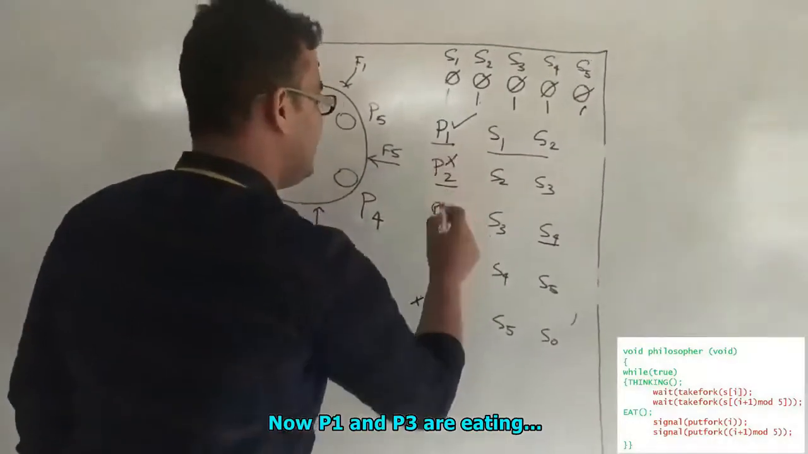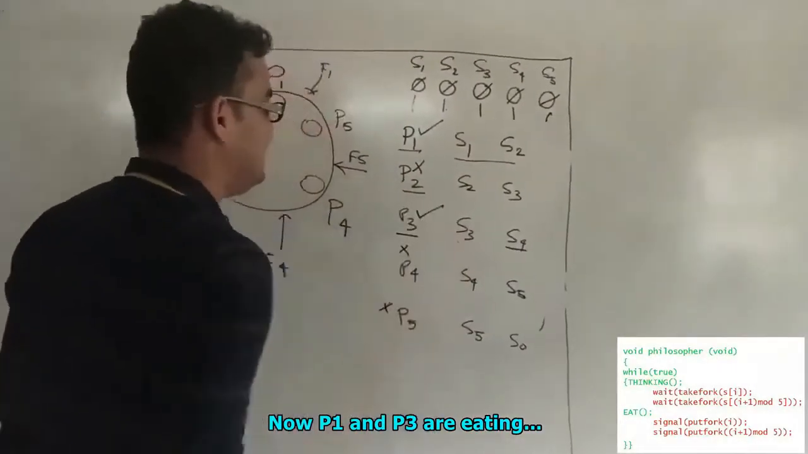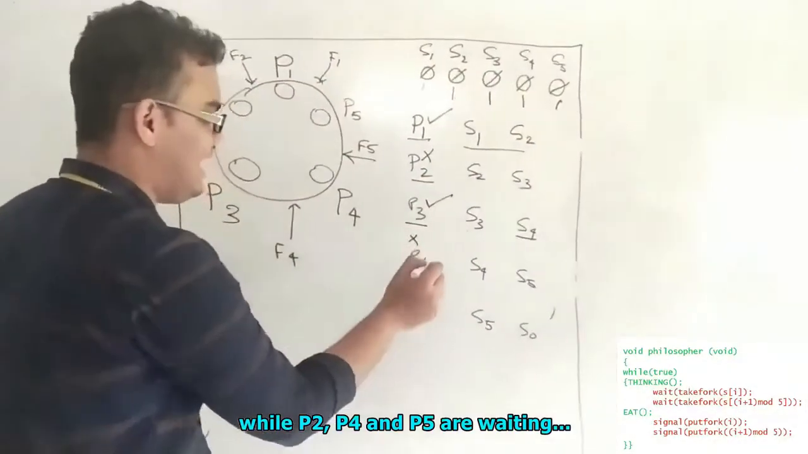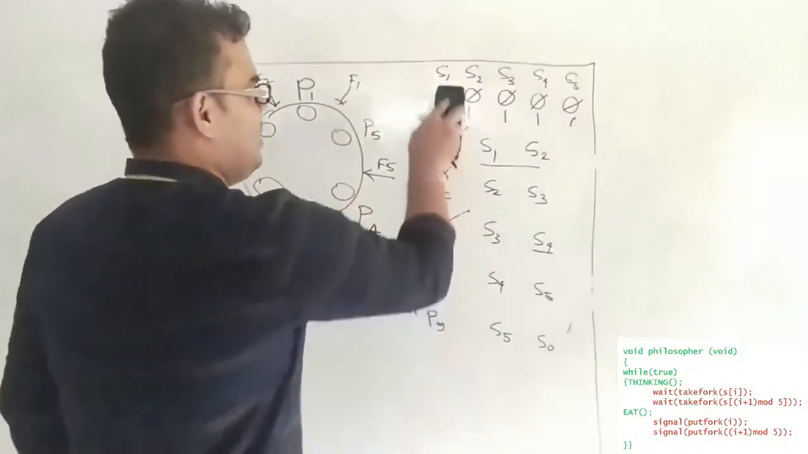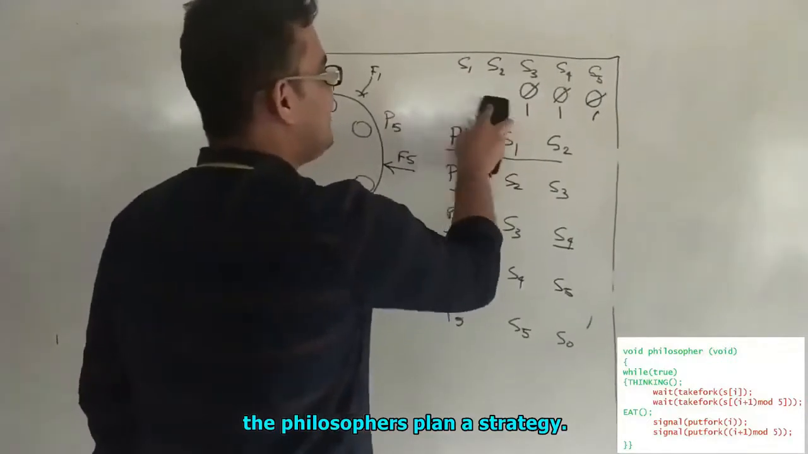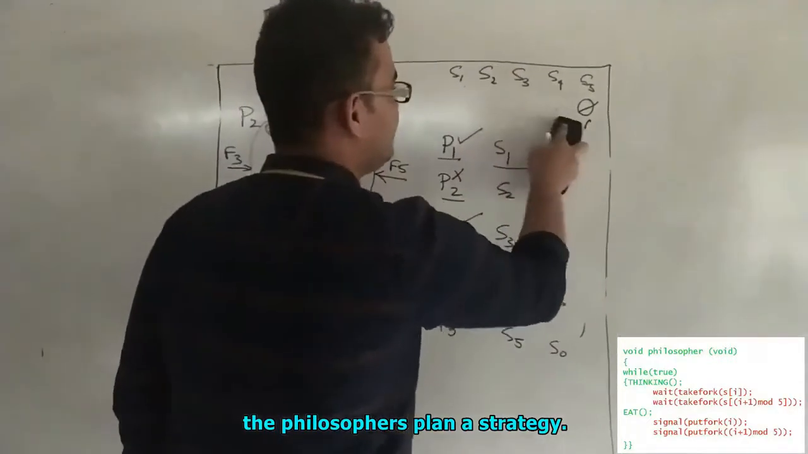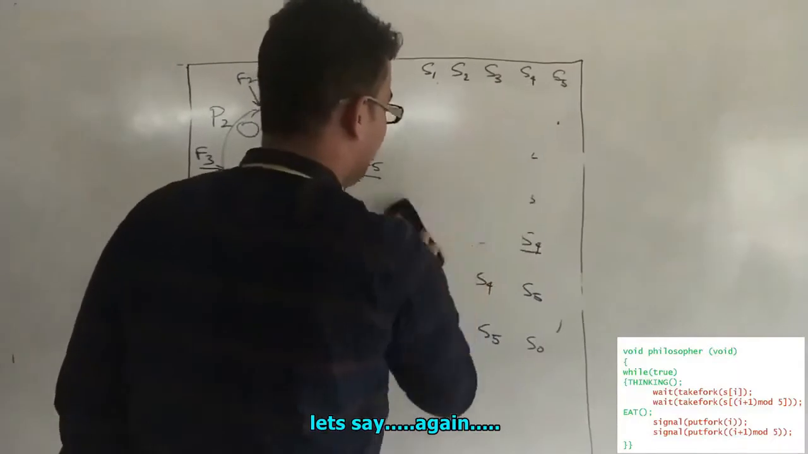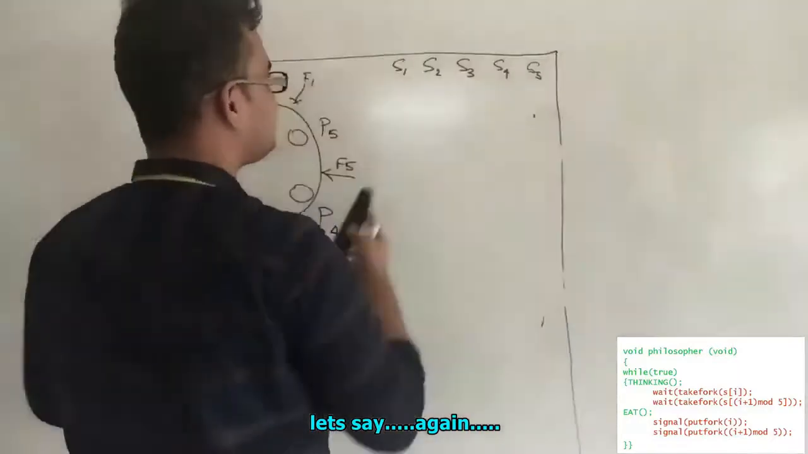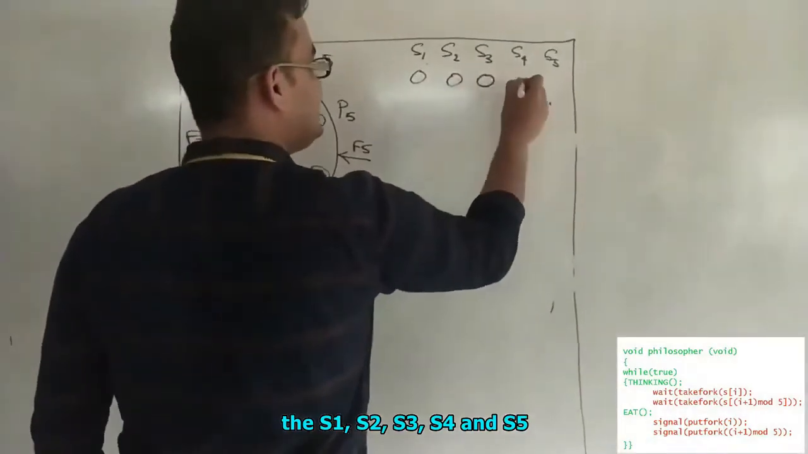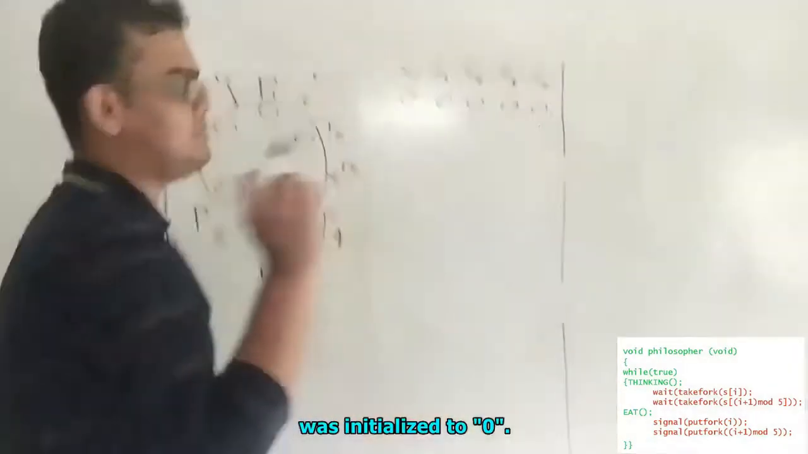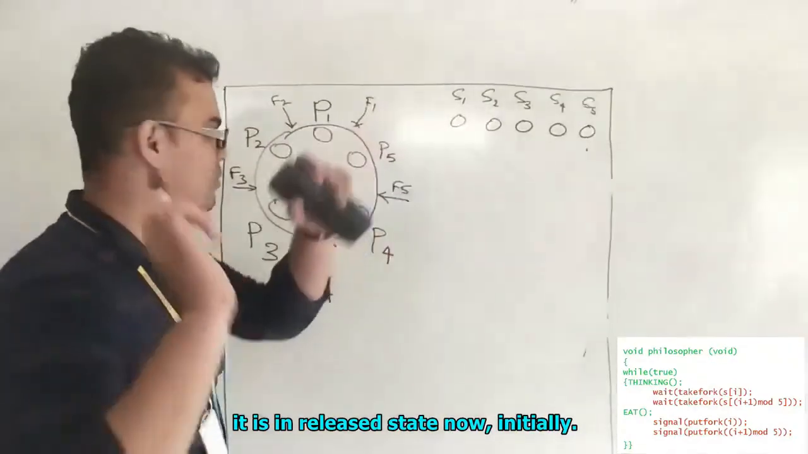Now P1 and P3 are eating while P2, P4 and P5 are waiting. Now the philosophers plan a strategy. Let's say again S1, S2, S3, S4 and S5 were initialized to 0. It is in the release state now.